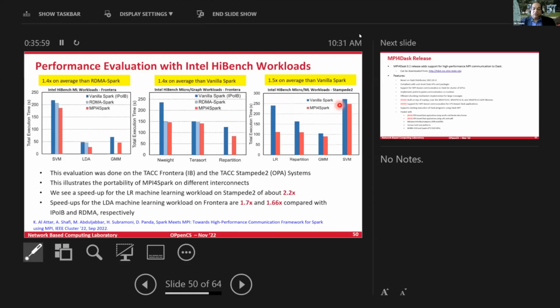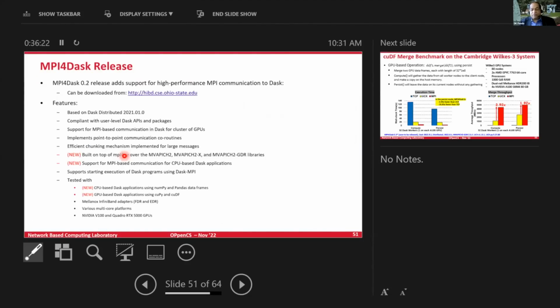So this is also with the Intel HiBench, and we see a very similar trend compared to how much time it takes the vanilla Spark and the RDMA Spark. Compared to that, we are able to improve the performance. So please feel free, once we make the release today, if you have some Spark jobs running over InfiniBand or any of the other networks, you should be able to utilize our software.